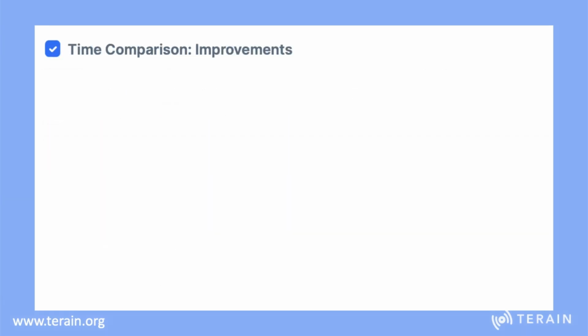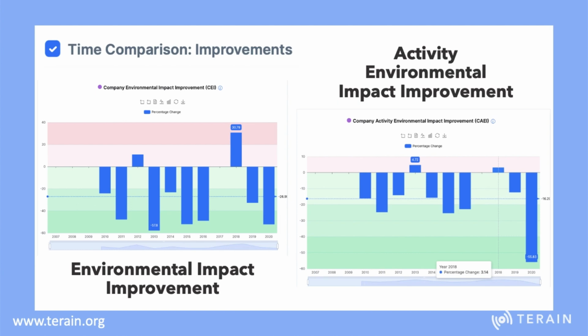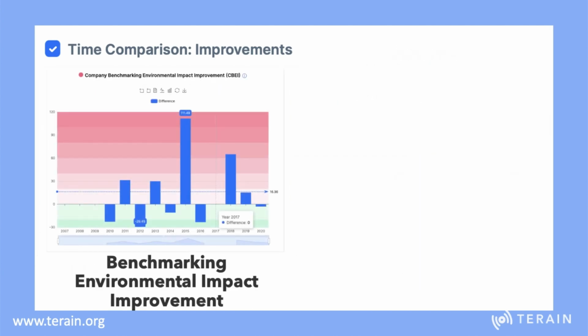Now, for the time comparison improvements setting, there are three indexes that we can retrieve in all the search categories. The first one is environmental impact improvement. The second one, the activity environmental impact improvement. The third one is the benchmarking environmental impact improvement. These three indexes produce percentages that can be both negative or positive numbers, comparing the score of the year in question with the score of the 3 years before that.